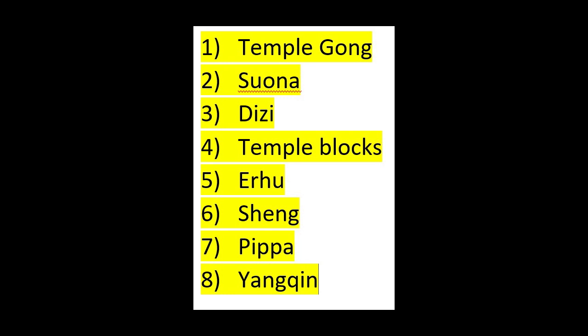Number 3 was a dizi. Extract 3. Number 4 was temple blocks. Extract 4. Number 5 was an erhu. Extract 5.